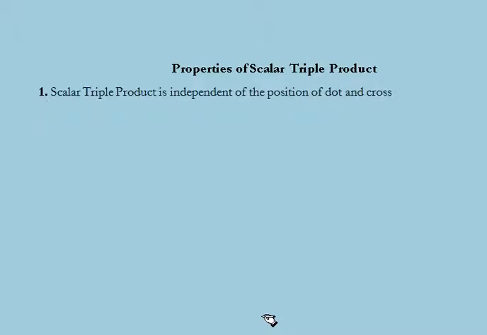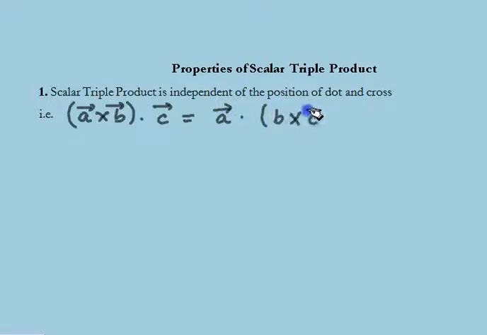The first property says that the scalar triple product is independent of the positions of dot and cross. That is, the vector product of A and B, dotted with C, is equal to the scalar product of vector A and the vector product of vector B and C. Thus, we can see that the scalar triple product is independent of the position of the dot and cross, where dot signifies the dot product and cross signifies the vector product.